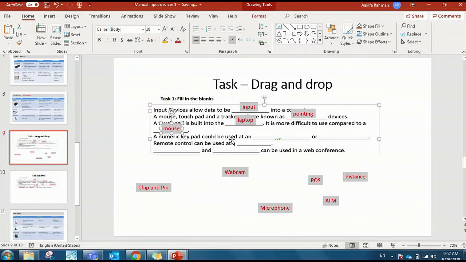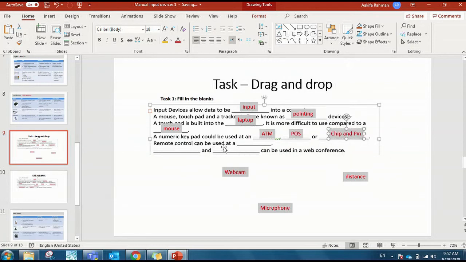A numeric keypad could be used at a dash, dash or dash. We saw that numeric keypads are the ones used at ATMs. They are used at point of sale terminals, which means the checkout counter in supermarkets. And it's also used at chip and pin. You will learn more about this in the coming chapter.